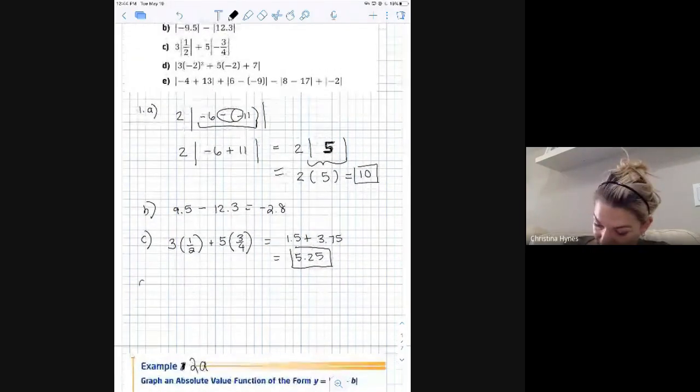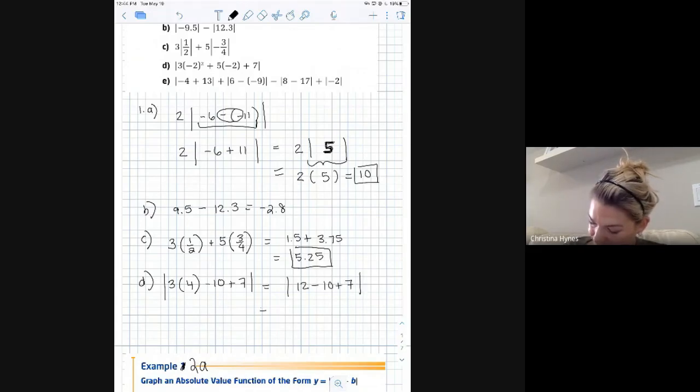Question number D. So I'm going to solve all of the inside part first and then just take the absolute of the final answer for question D. So we have 3 times negative 2 squared would be 12. And then positive 5 times negative 2 is negative 10, plus 7. And then so we have the absolute of 12 minus 10 plus 7. 12 minus 10 plus 7 is 9. So the absolute of 9 will still remain 9. Okay, so if it's a positive number, it does not change.